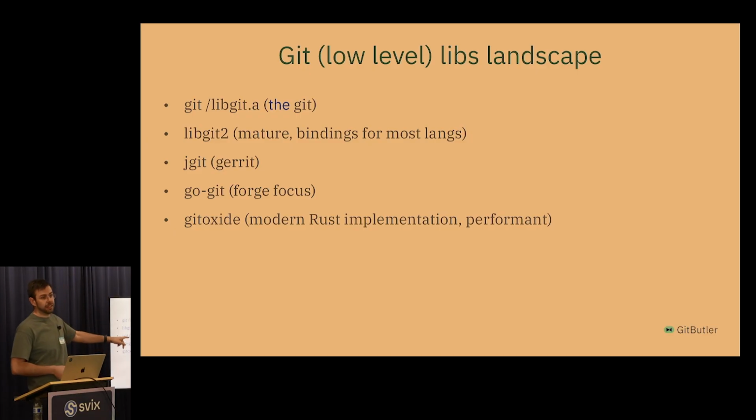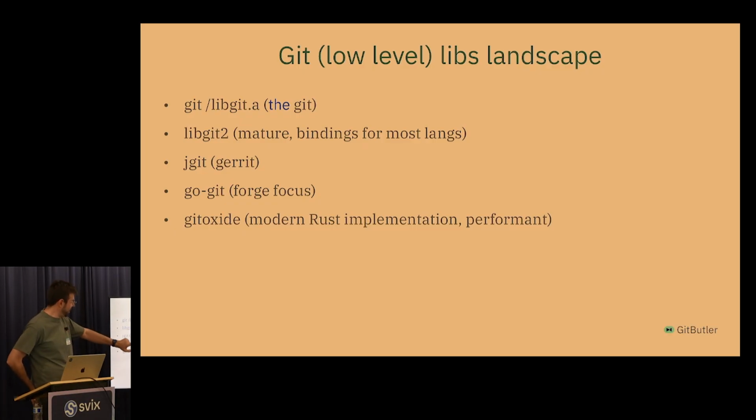And then there is JGit. So if you wish, I love Git, but I really want my Git on the JVM. Who wants Git on the JVM here? Well, if you do, JGit is for you. That's actually maintained mainly for Gerrit, the code review and hosting system. And there's go-git, which is slightly smaller. It's forge focused, I think GitLab is using or maintaining this. Don't quote me on this, I may be getting it wrong.